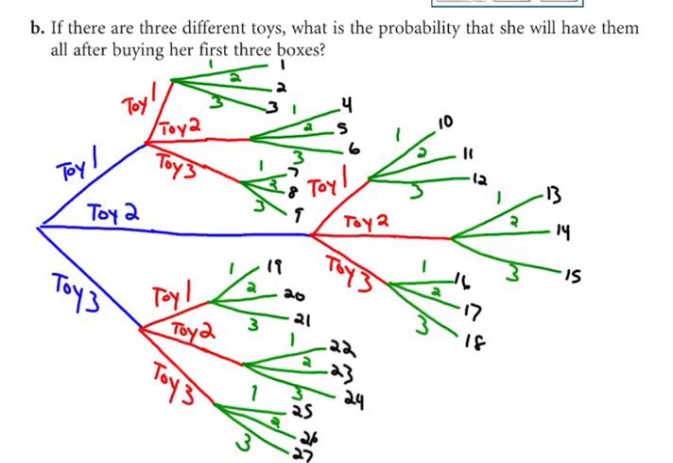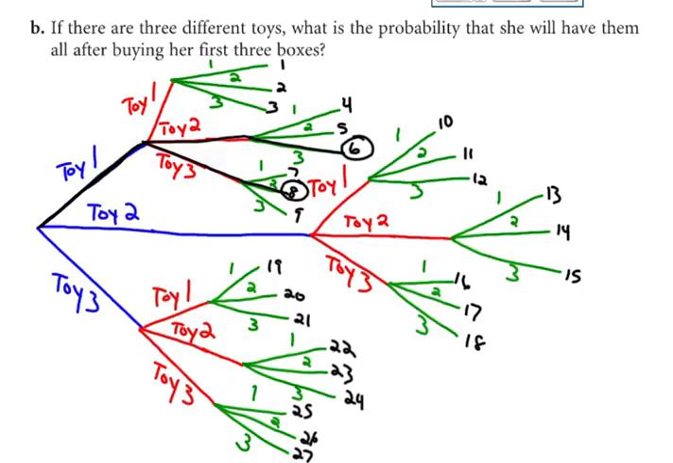Right, so let's go through. Start with our first box of cereal. If she gets toy 1, then toy 2, then toy 3, that will give her all 3 toys. So let's circle that because it works. Or if she gets toy 1 first, then toy 3, then toy 2 last, that will get her all 3 as well. Obviously, she can't go toy 1 and then toy 1. That won't get her all 3.